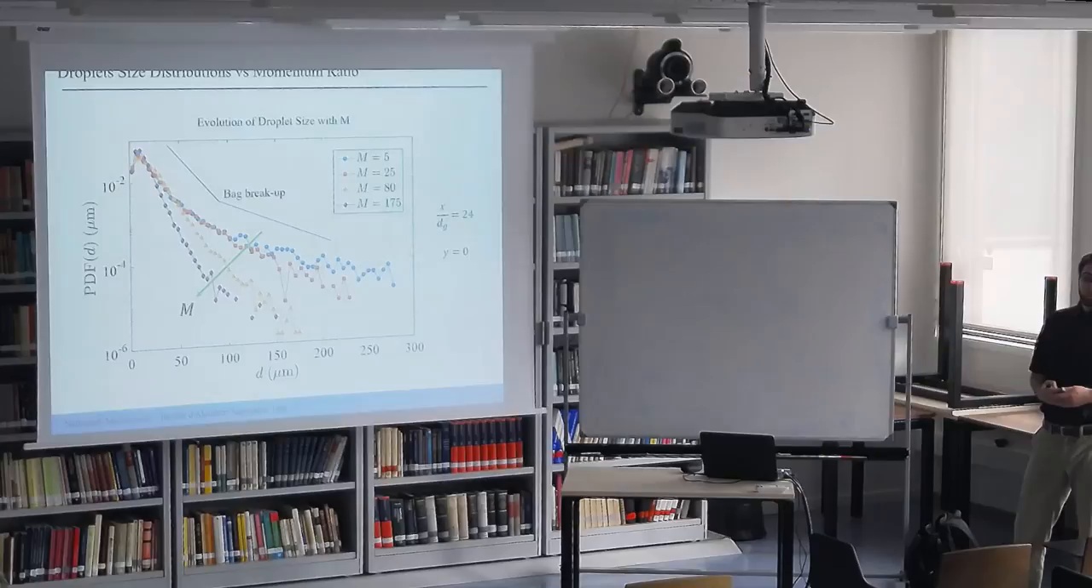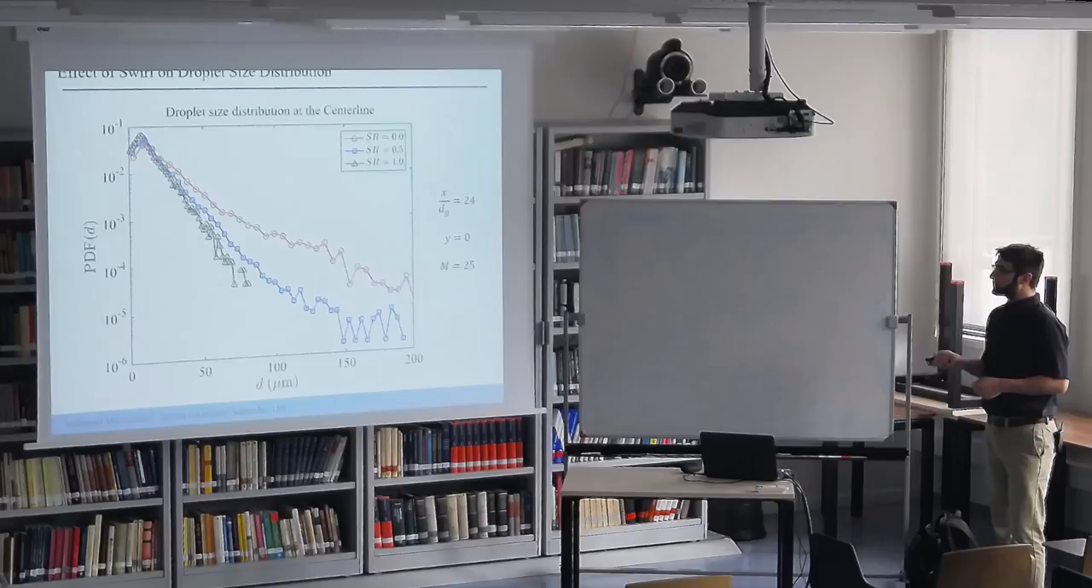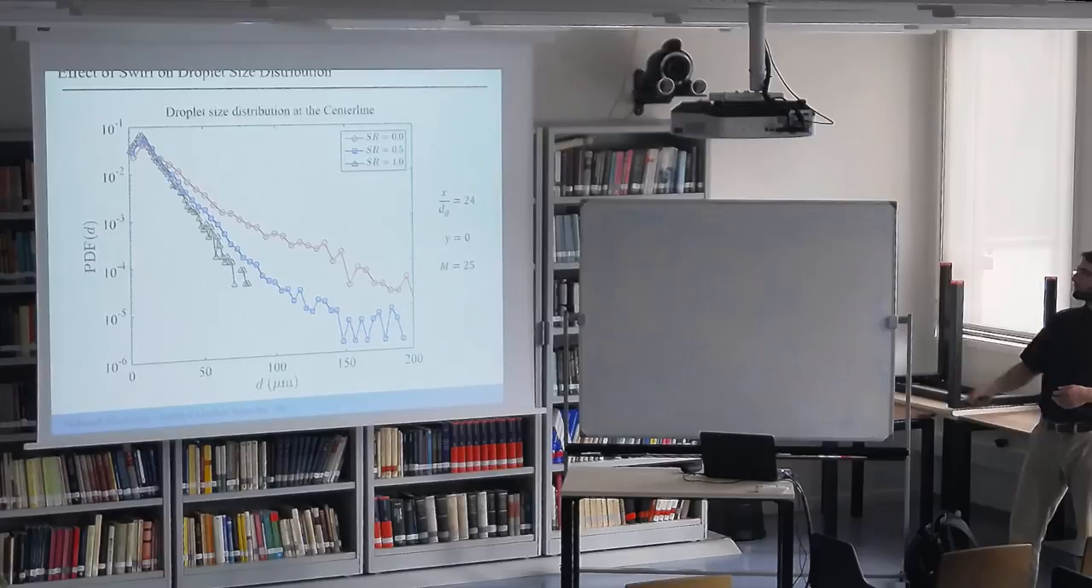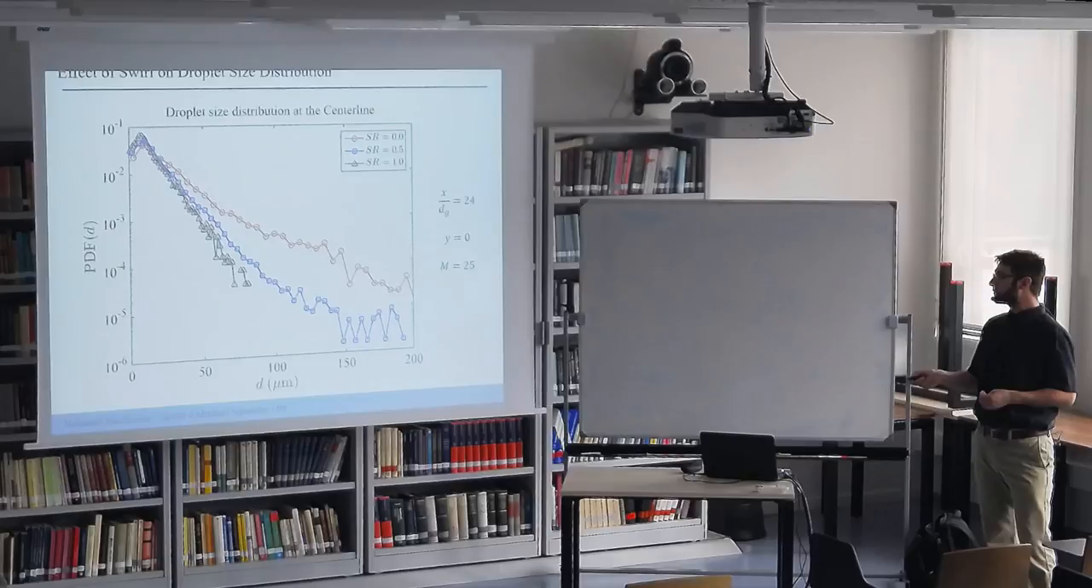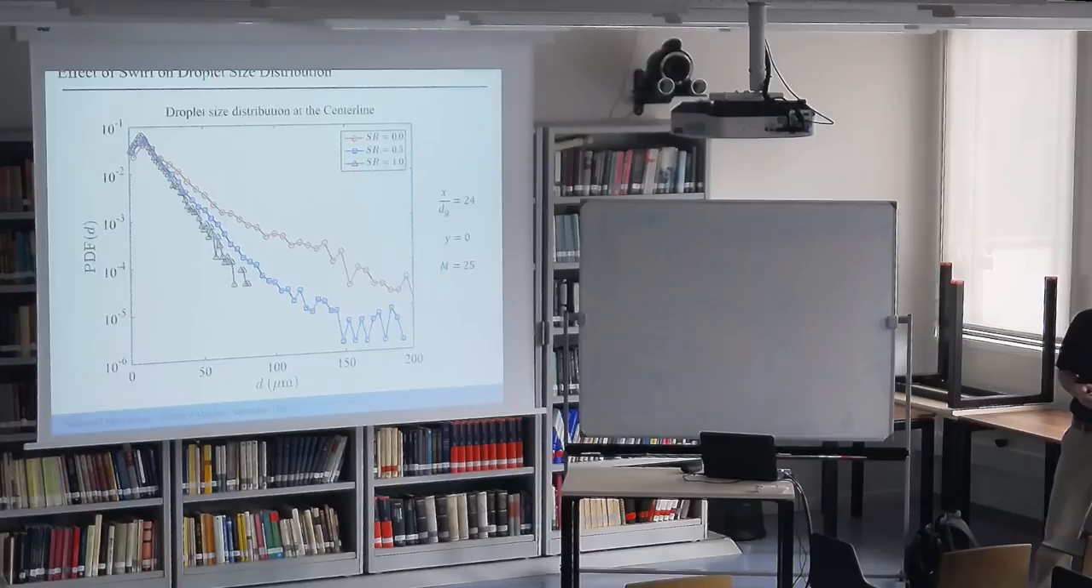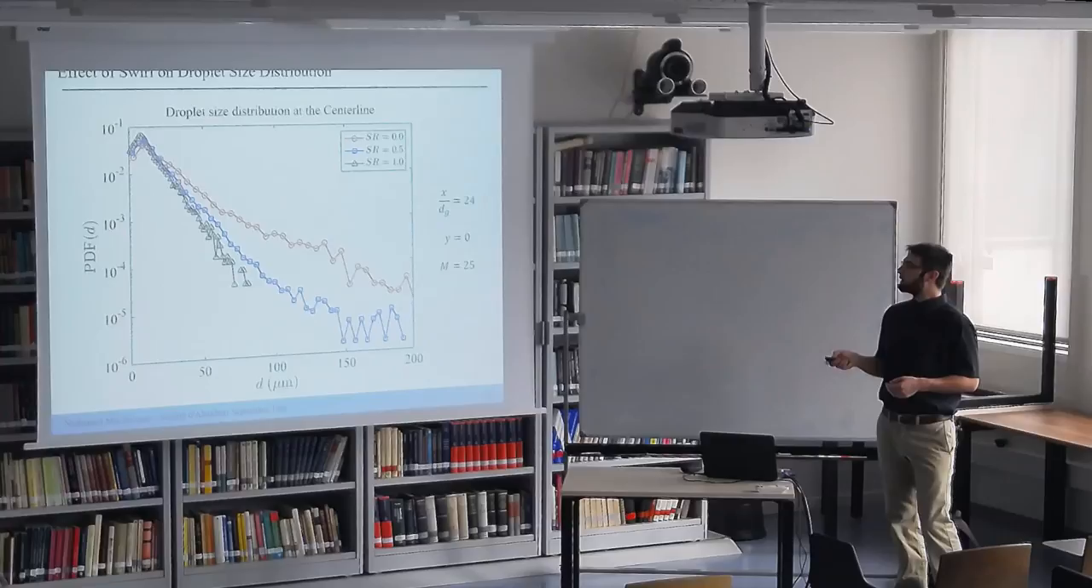So knowing that, we can fix the momentum ratio, look at things the same way, and increase the swirl ratio. And what you see is that the slope of your exponential gets steeper and steeper, and you tend to have smaller and smaller drops and fewer large drops, and not any drop of larger size when you increase your swirl ratio. So you're increasing your atomization efficiency in a way. And you can see that this holds throughout the spray.